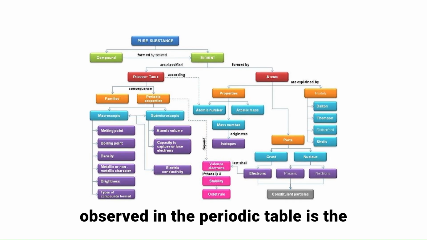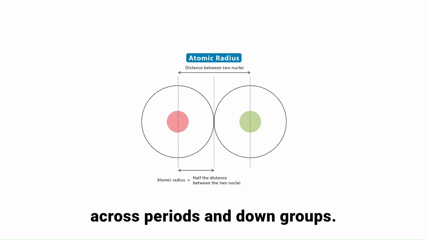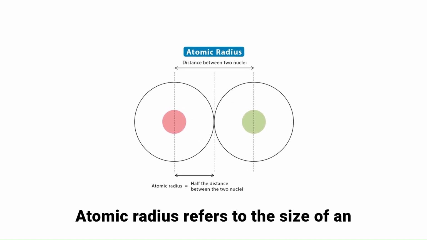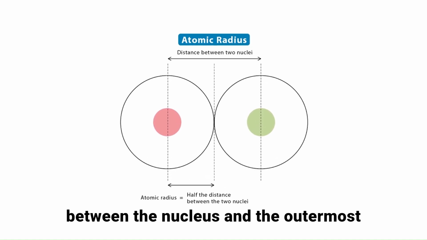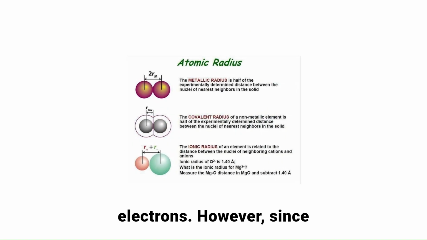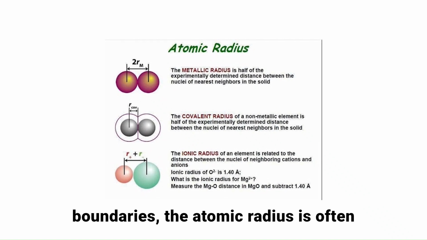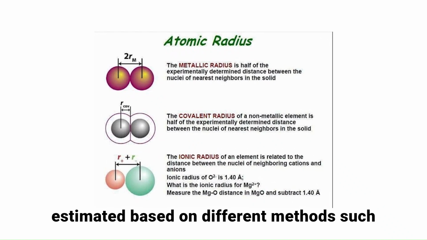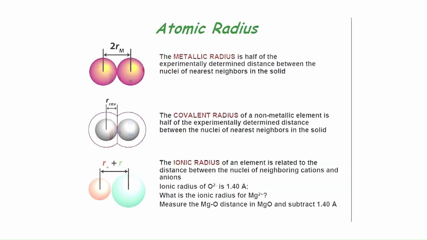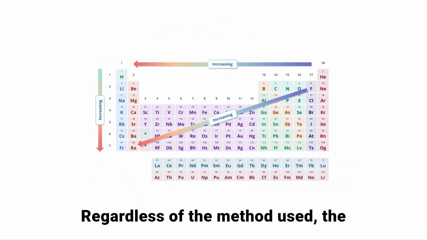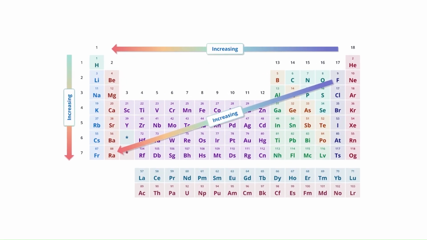One of the most fundamental trends observed in the periodic table is the variation in atomic and ionic radii across periods and down groups. Atomic radius refers to the size of an atom, which is determined by the distance between the nucleus and the outermost electrons. However, since atoms do not have sharply defined boundaries, the atomic radius is often estimated based on different methods, such as covalent radius, metallic radius, and van der Waals radius. Regardless of the method used, the general trends in atomic size remain consistent across the periodic table.